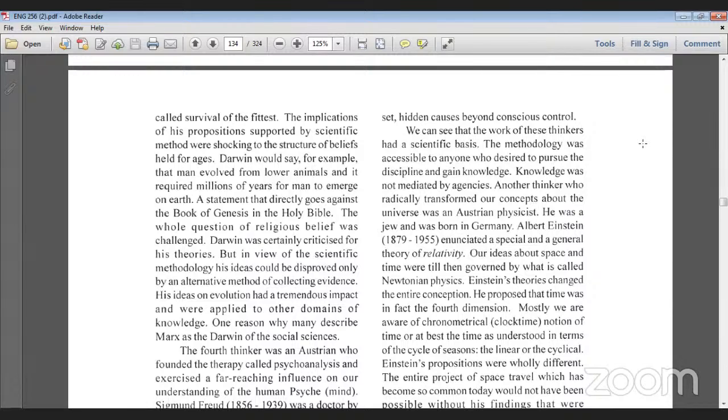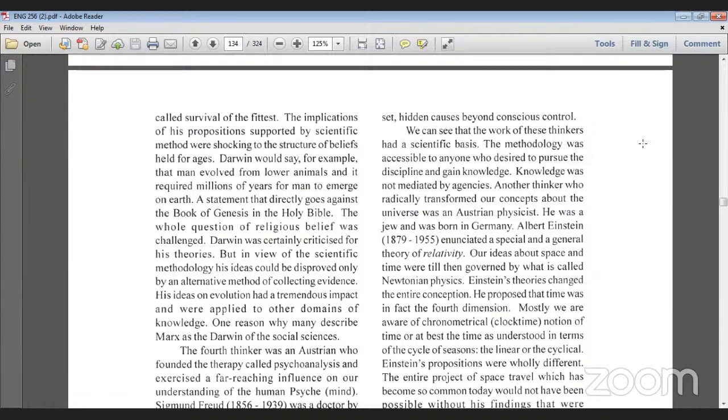Another thinker who radically transformed our concept about the universe was an Austrian physicist. He was a Jew and was born in Germany. Albert Einstein, 1879 to 1955, enunciated a special and a general theory of relativity. Our ideas about space and time were till then governed by what is called Newton's physics. Einstein's theory changed the entire conception. He proposed that time was in fact the fourth dimension.